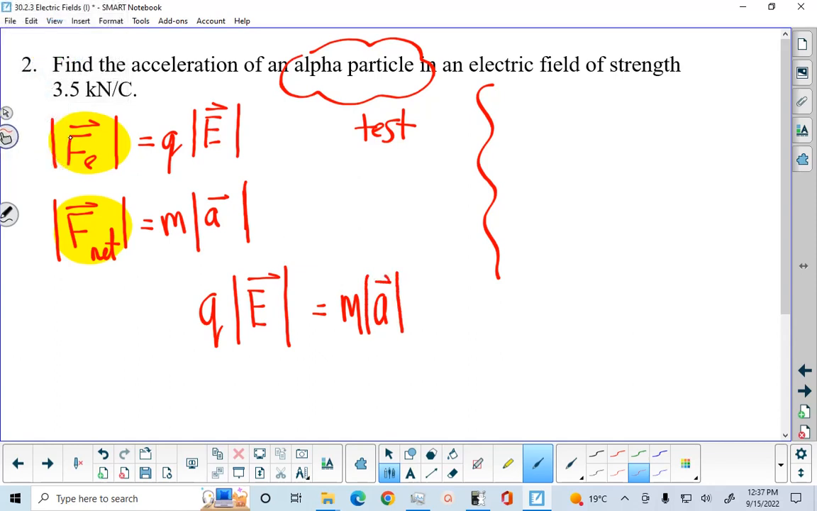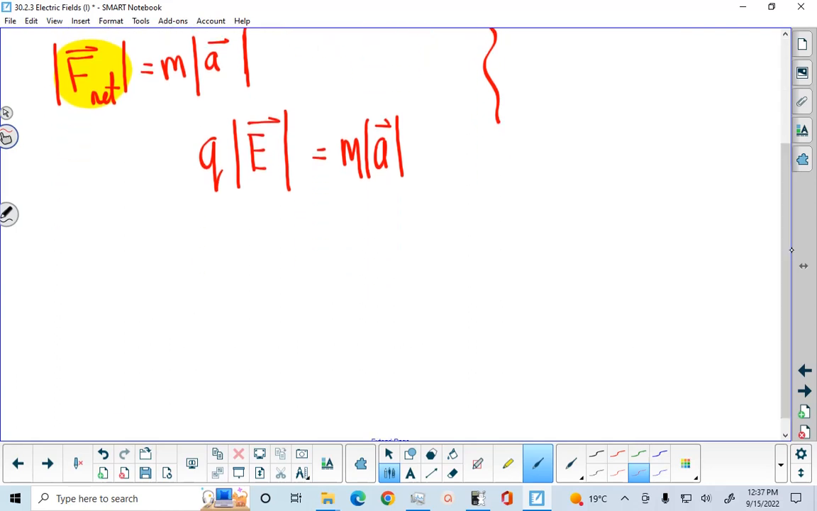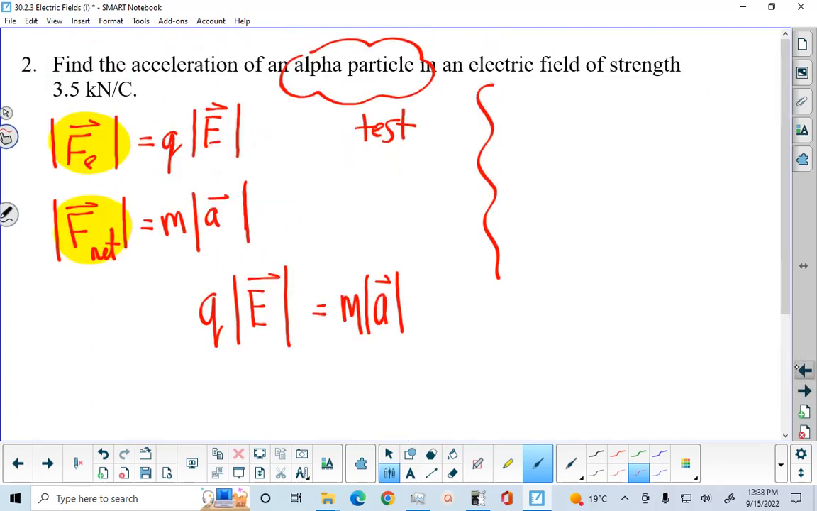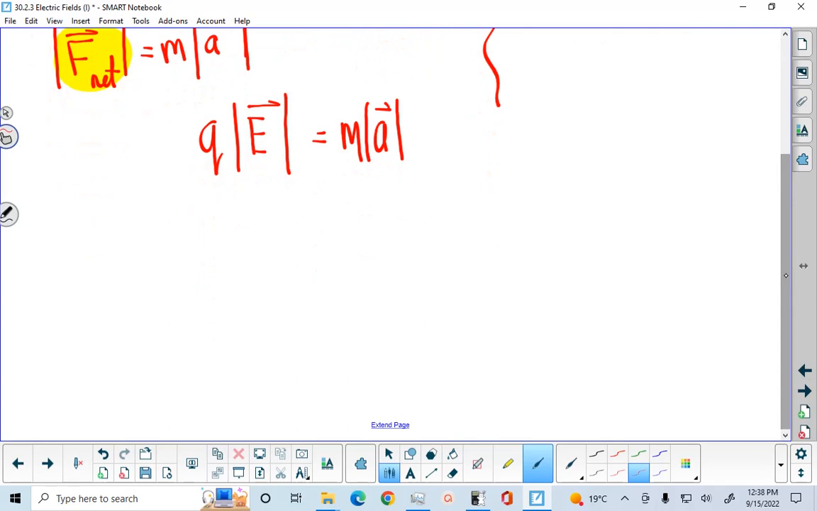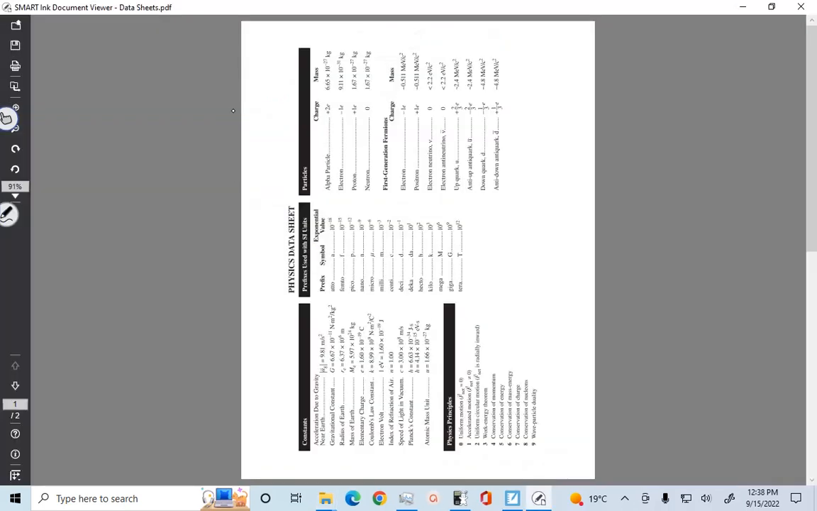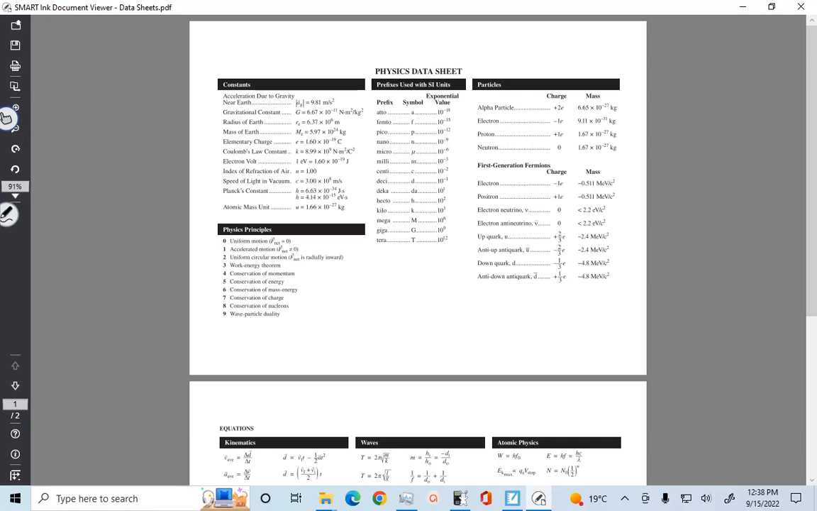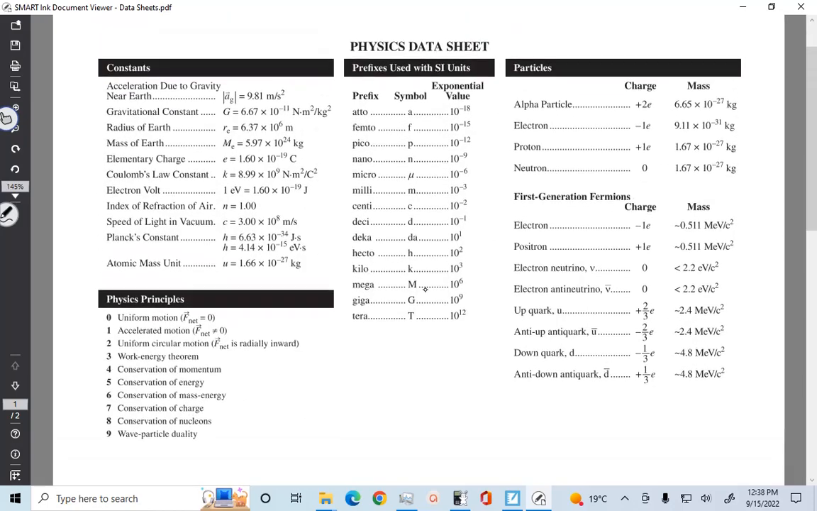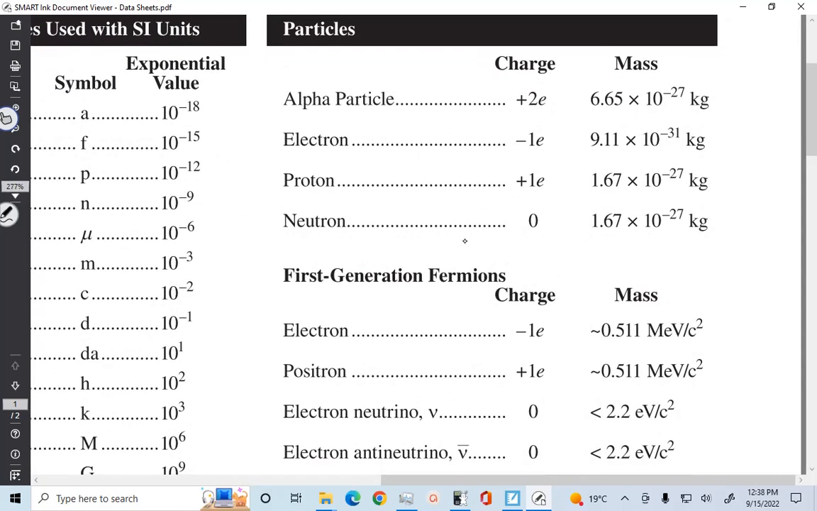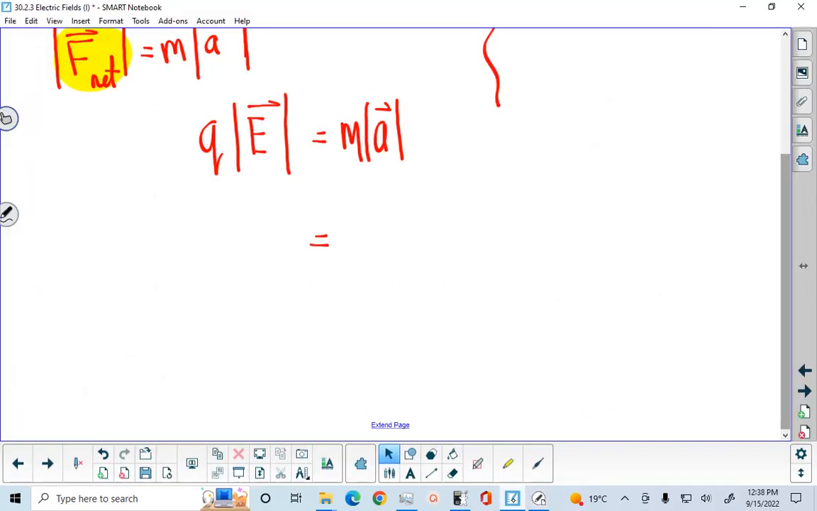Now, we have to go to our formula sheet to find a certain amount of information. For example, and I don't have a formula sheet handy here, I don't think, go to your formula sheet and look up the mass of an alpha particle while I pull up my formula sheet. You should be seeing the mass of an alpha particle as being 6.65 multiplied by 10 to the negative 27. If you look at my screen, it says alpha particle 6.65 times 10 to the negative 27. So that's the mass that we're going to throw in here.